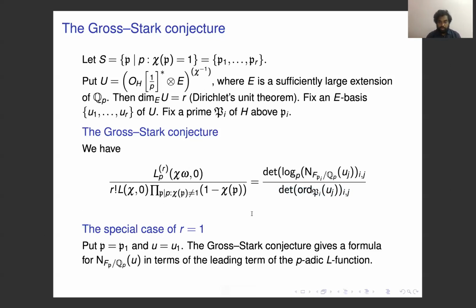so in the special case when r is 1, for example, this conjecture, this statement gives a formula for the norm of u in terms of the leading term of the p-adic L-function.